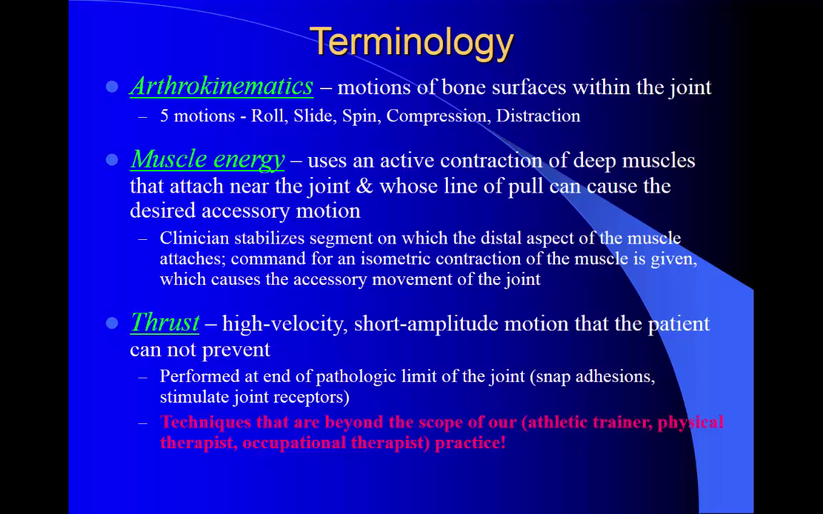Muscle energy uses an active contraction of deep muscles that attach near a joint and whose line of pull can cause the desired accessory motion. During muscle energy, the clinician stabilizes segments on which the distal aspect of the muscle attaches. The command for an isometric contraction of the muscle is given, which causes an accessory movement of the joint.